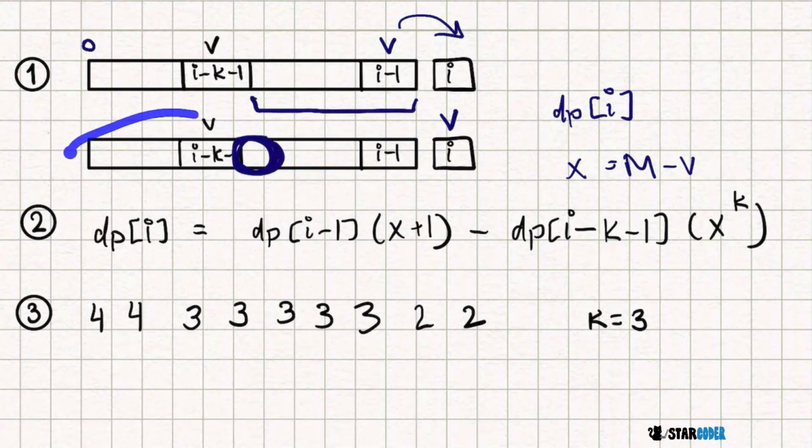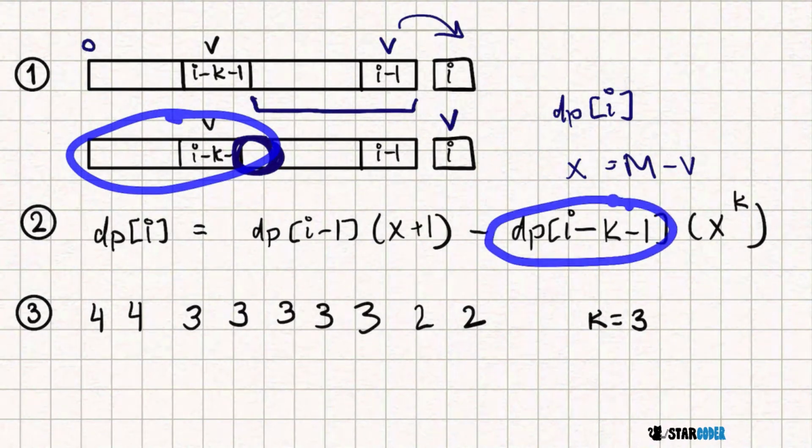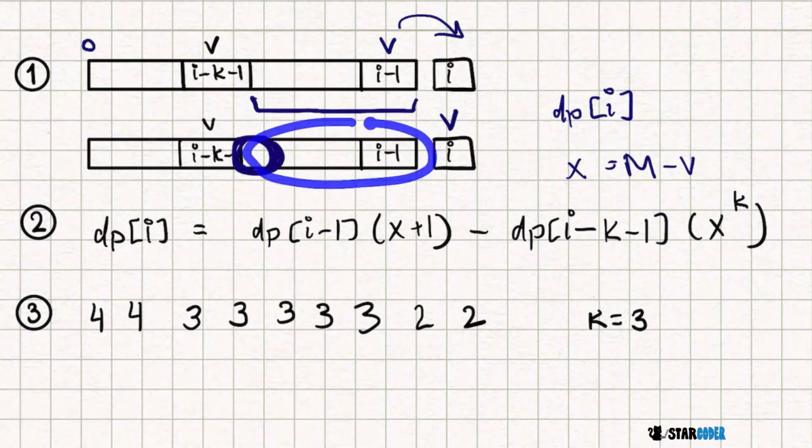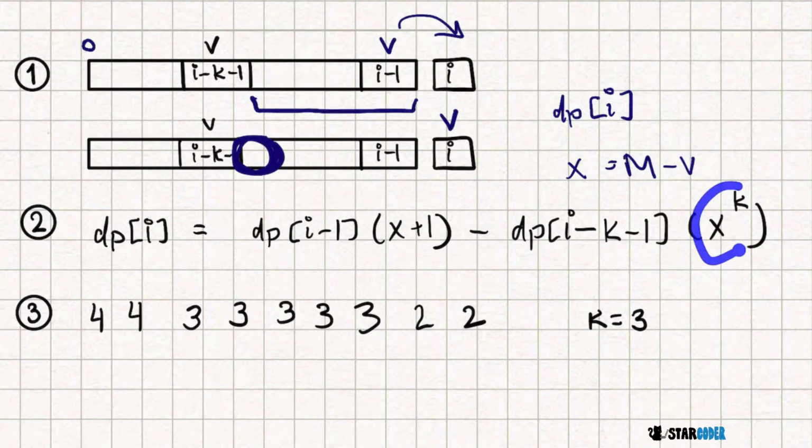That's going to be this part here, dp[i - k - 1], and then times x to the power of k. Since all of the values in this k range have x options, it's just going to be x times x times x, so x to the power of k.